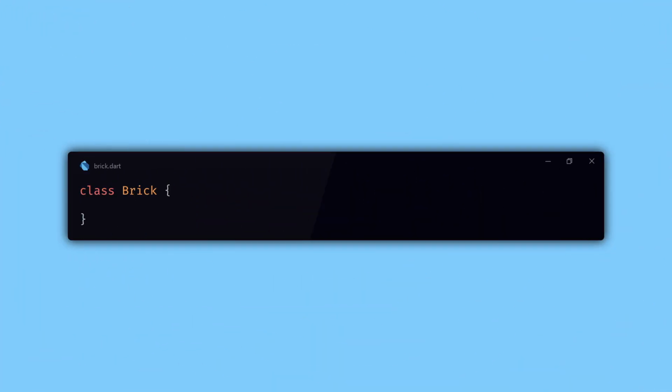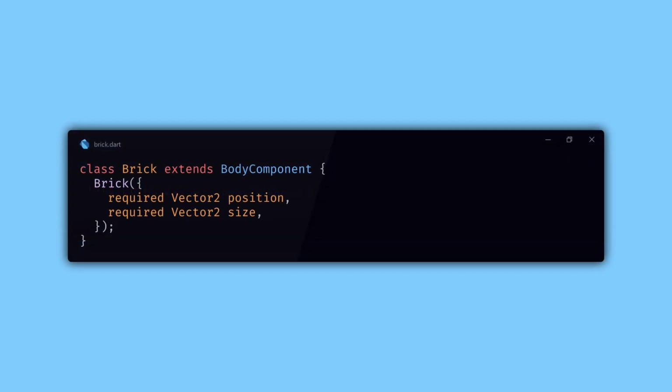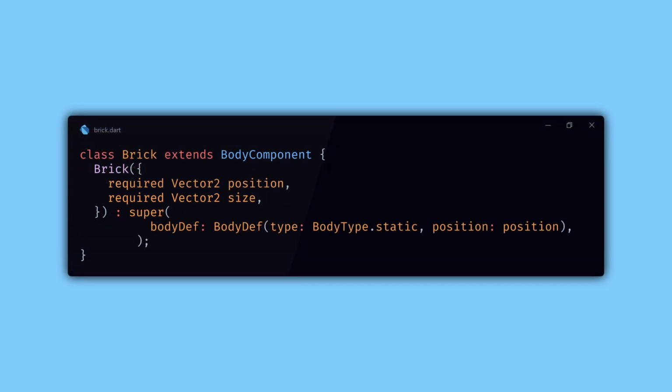First, let's create the Brick class. This class represents a single brick in our game. We'll define it in the brick.dart file. The Brick class extends BodyComponent, and in the constructor, we set the position and size of the brick as required parameters. In the super constructor, we set the body definition with the type as BodyType.static and position as the input position.